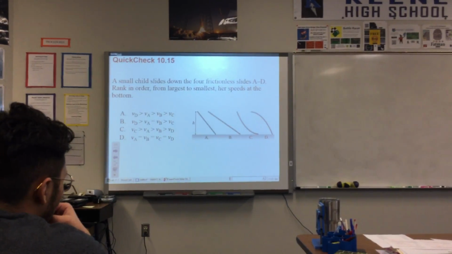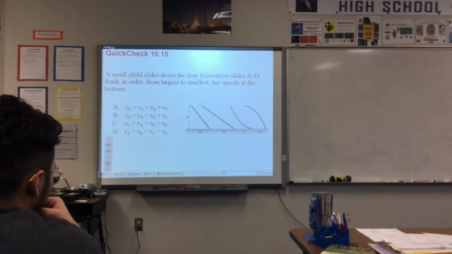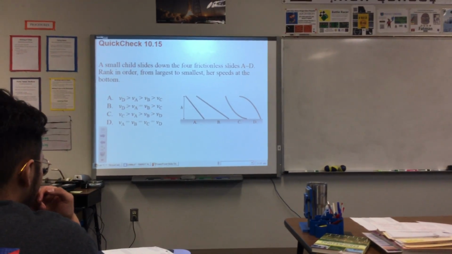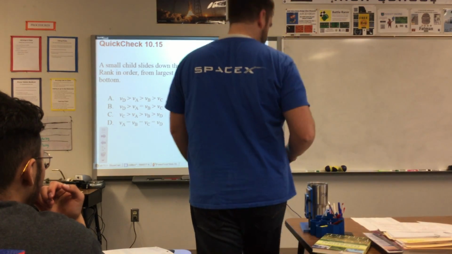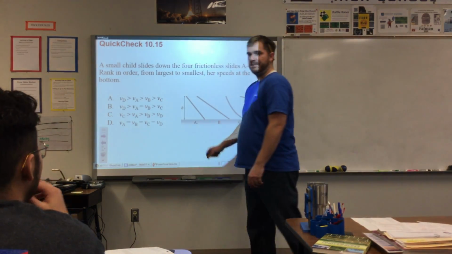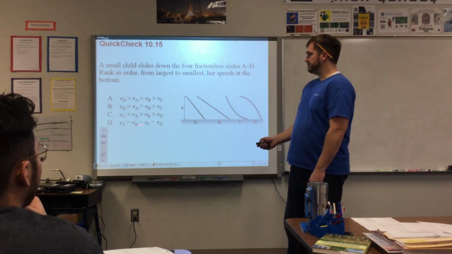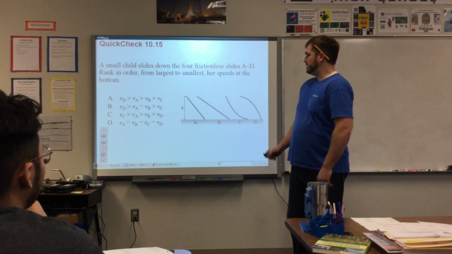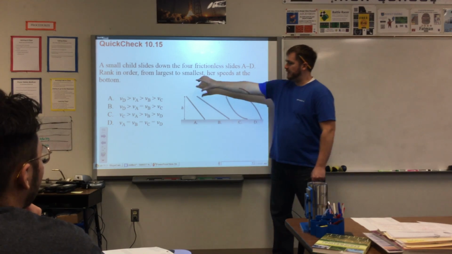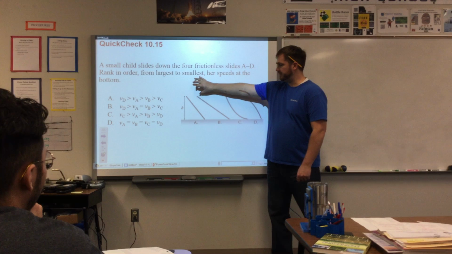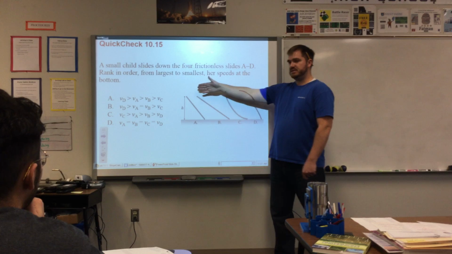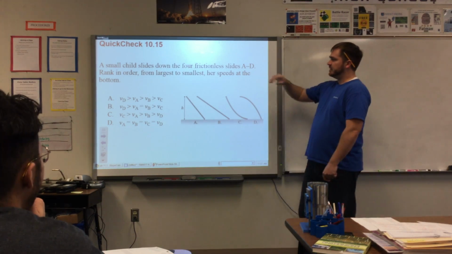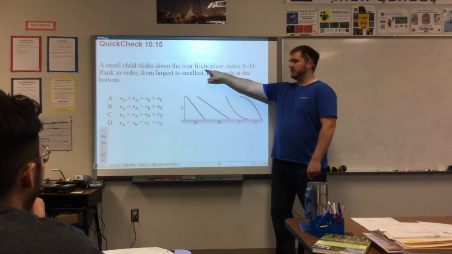Rank in order from smallest to largest this girl's speed at the bottom. All right. Anybody want to shout out their answer that they know is absolutely right? Think about this. All of her potential energy at the top is the same, correct? So y'all start at the same height. She has the same mass in all four situations. This is the key right here.